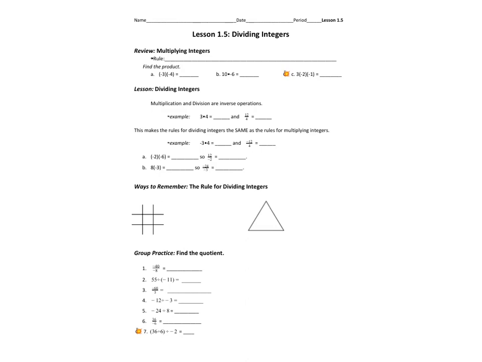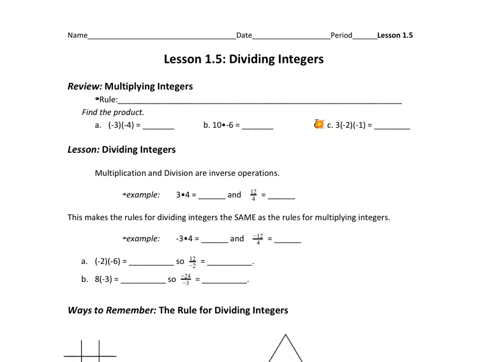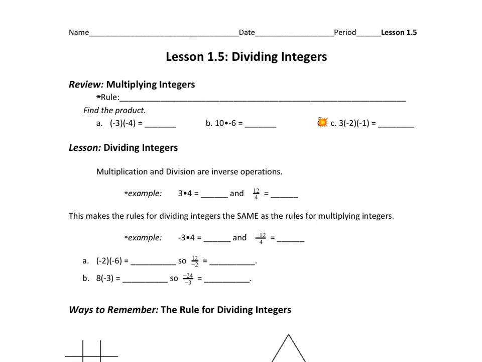Okay, so this is the second sheet you got. I apologize for them not being back to back. Alright, so lesson 1.5, dividing integers. So the rule that we just learned from multiplying was that same signs, so like 2 positives or 2 negatives, would be positive. And then different signs, so positive, negative would be negative.